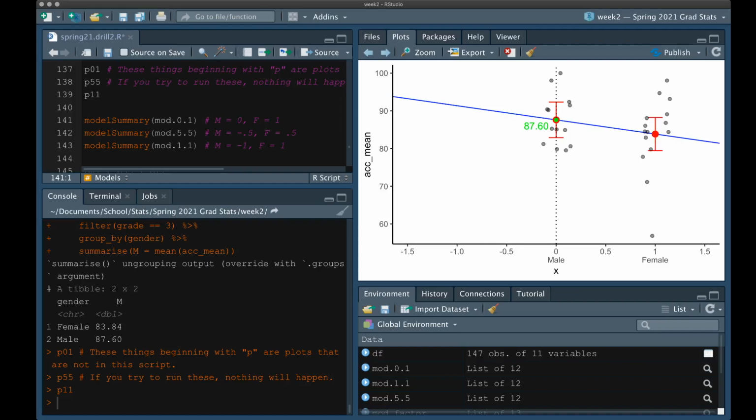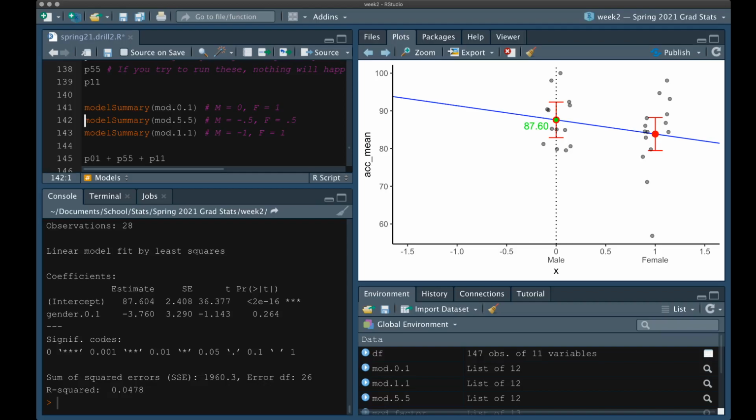So here's the first one. This is with males coded as 0 and females coded as 1. All I've done is set the background so that the plot will be the same, and the only thing that moves around is the data based on how it's coded. So when we look at our model summary for the model that's coded 0 and 1, we know that males are coded 0, females are coded 1.